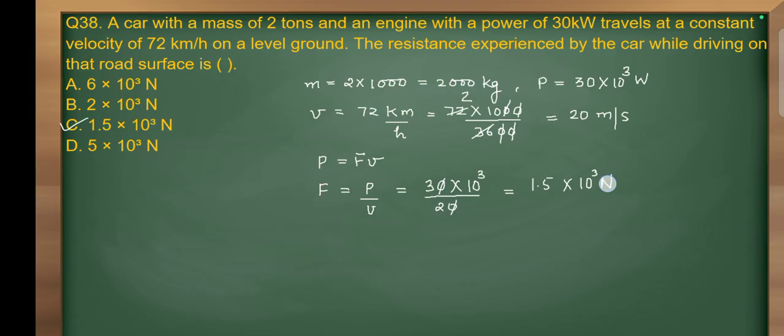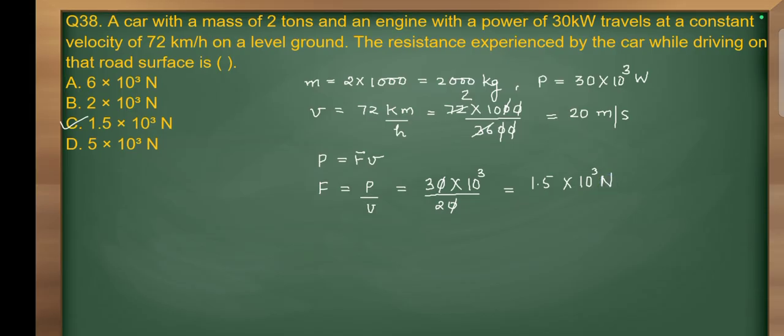Question number 38. A car with a mass of 2 tons and an engine with the power of 30 kilowatt travels at a constant velocity of 72 kilometer per hour on a level ground. The resistance experienced by the car while driving on that road surface is. Here mass is equal to 2 ton, that is 2000 kg, and power is 30 kilowatt, which is equal to 30 into 10 raised to power 3 watt. We will convert the velocity, given in kilometer per hour, to 20 meter per second.